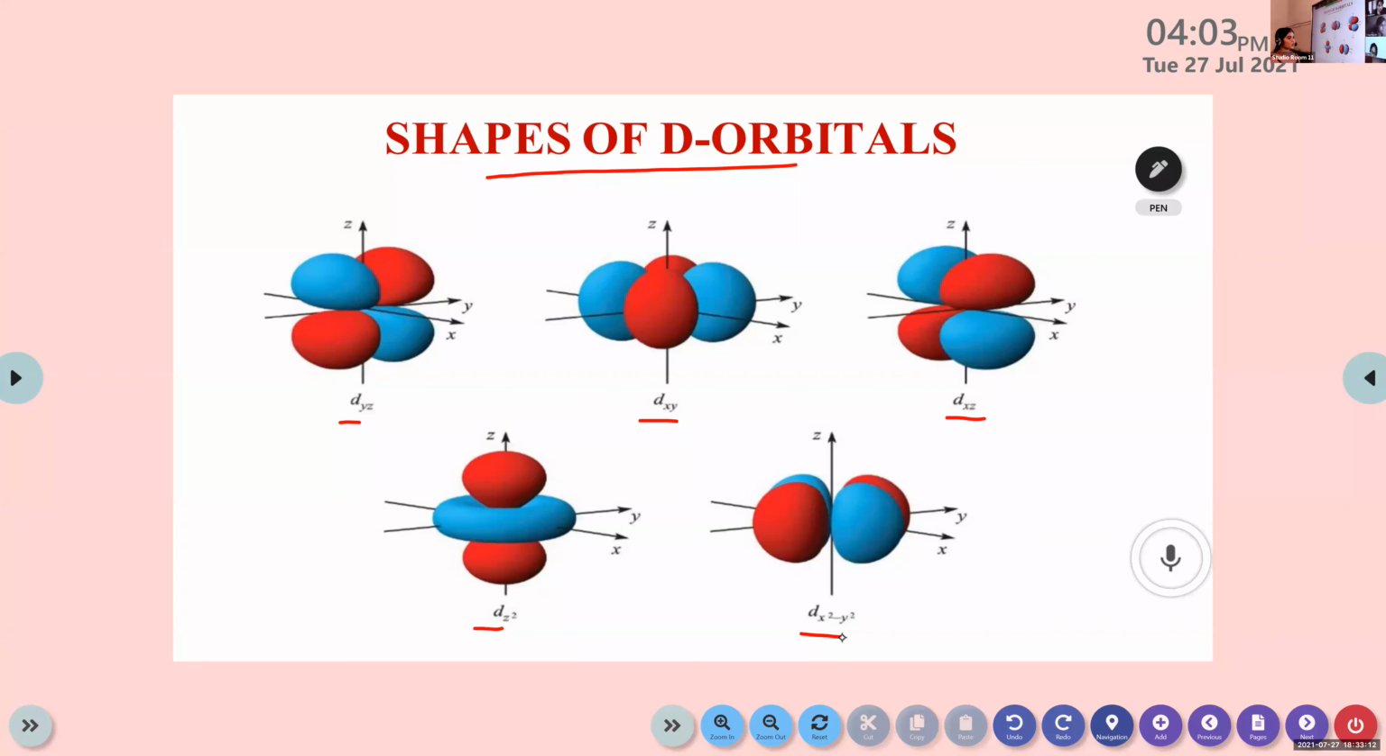First one is dyz. That means the 2 lobes are in the y and z axis. The next one is dxy. So here the two lobes are in the x and y axis. Just wait.